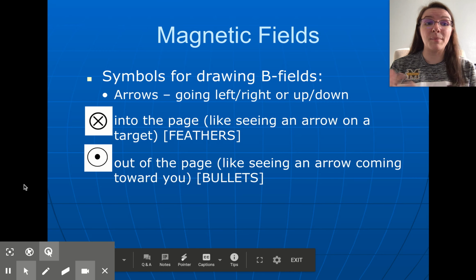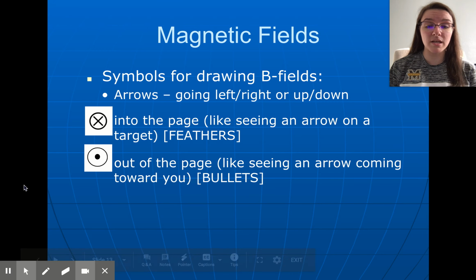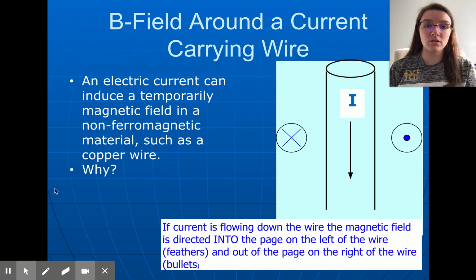And when things are coming out of the page, it's as if that arrow is flying towards me or it's a bullet coming towards me. We refer to it as bullets. It is a circle with a dot in the center of it. So when I'm talking about or trying to draw magnetic fields, I can use arrows pointing in two dimensions, a feather, a circle with a cross in it for going into the page, and a bullet, a circle with a dot in it for going out of the page.